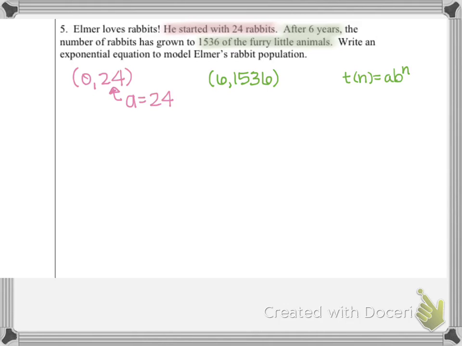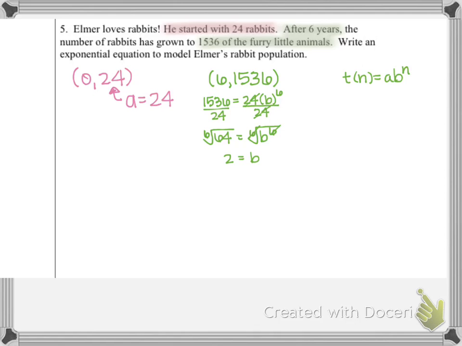So this is my t of n, 1536. My a, I already know, is 24. It was given to me in the other point. And then my b, and then my 6 here. Okay, so I'm going to go ahead and divide by 24. Those are going to cancel. And if I do 1536 divided by 24, that's going to give me 64 equals b to the 6th. Okay, get rid of the 6th power, do the little 6 root. Those guys cancel. And if I type that into my calculator, I'm going to get b is equal to 2.